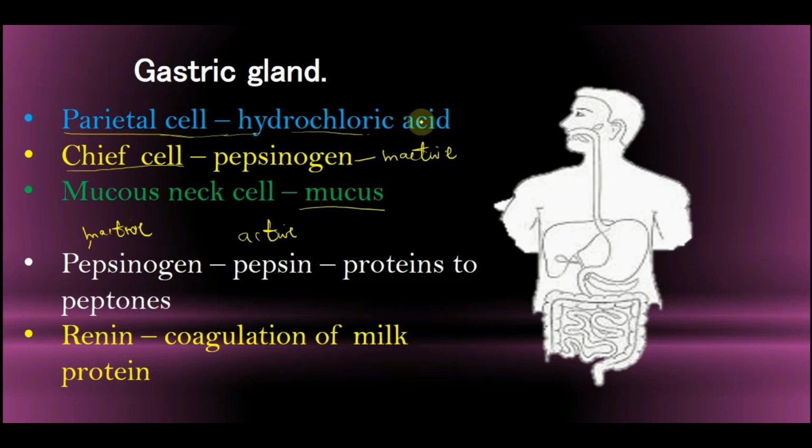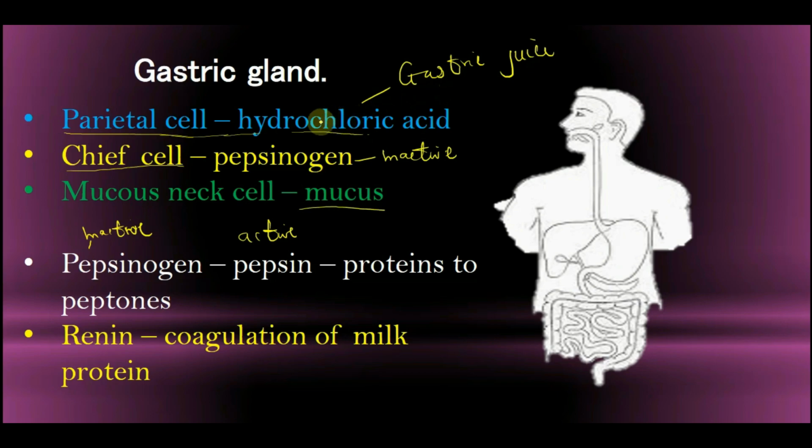So the hydrochloric acid, pepsinogen, and the mucus is what makes up the gastric juice. The gastric juice is composed of the hydrochloric acid produced by the parietal cells, the pepsinogen produced by the chief cell, then the mucus produced by the mucous neck cell.